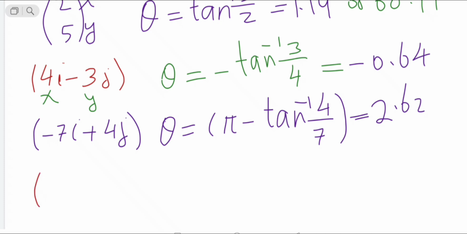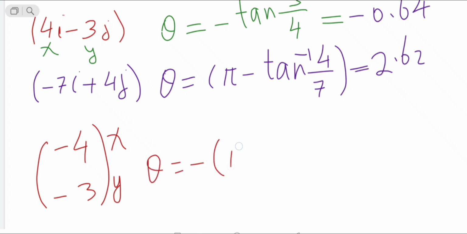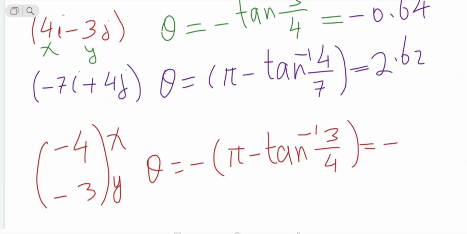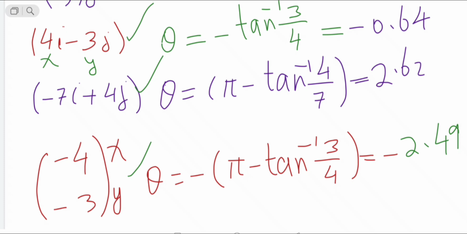The last possibility, both are negative. For example, I will write it now in column way. Minus 4, minus 3. Both are negative. So this is x, this is y. If both are negative, theta equals minus bracket pi minus tan inverse y over x. What is y over x? It is 3 over 4. So we will put it in the calculator, write the answer directly, which is 2.49. So this is our answer. I hope it is clear. So like this, 3 different types of questions they can ask you, so you can solve as I told you how to find the angle.